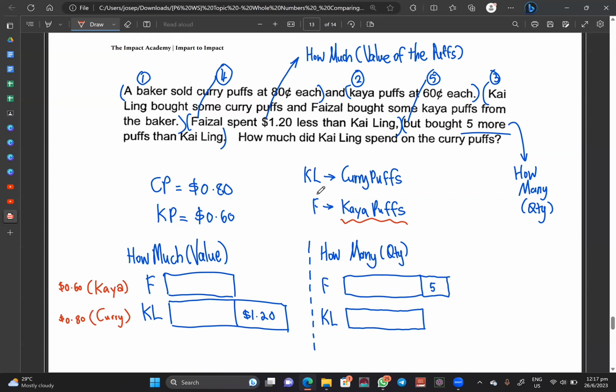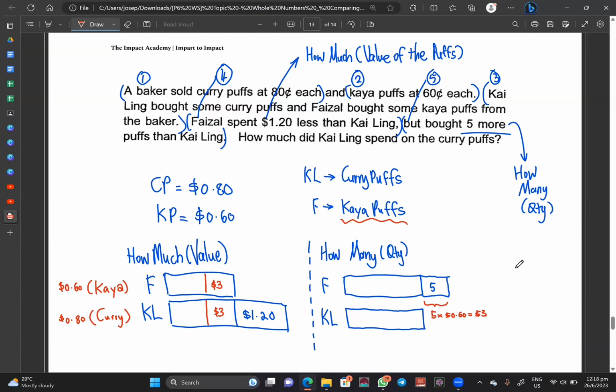Now, once you're done, you want to look at your model. As you can see over here, I can find the value of these 5 kaya puffs. How do I find the value of 5 kaya puffs? I just have to do 5 times 60 cents, and we know that this is $3. Oh, wow. If I have the value being $3 over here, I can transfer that to my bar model and show that there's actually a $3 here as well. If you want, you can also mirror image, and then there's another $3. But you do realize that Kailing actually used these $3 to buy curry puffs.